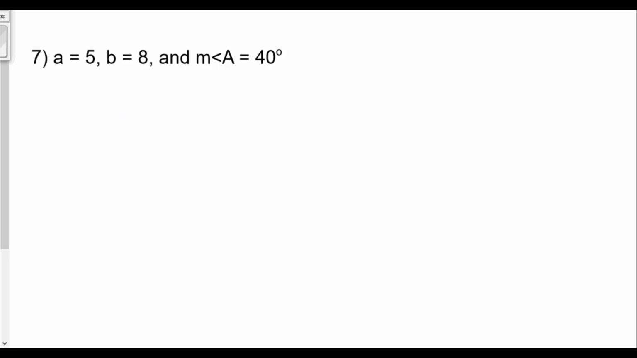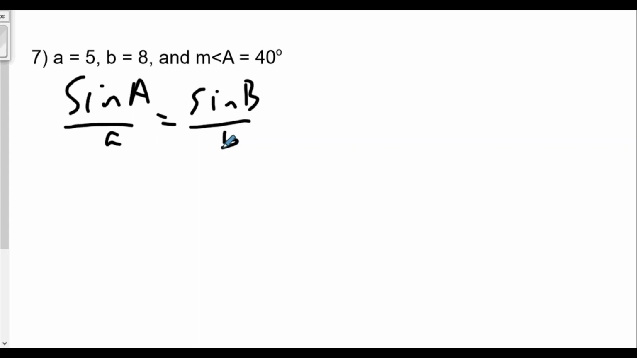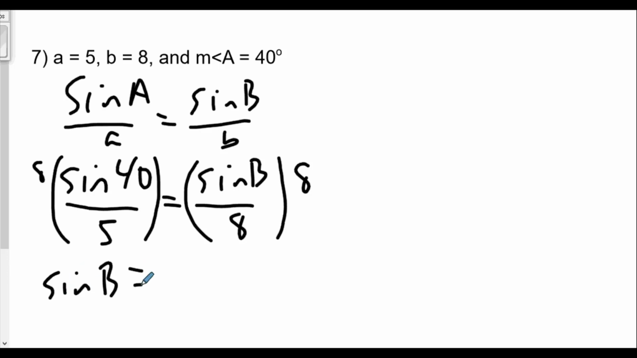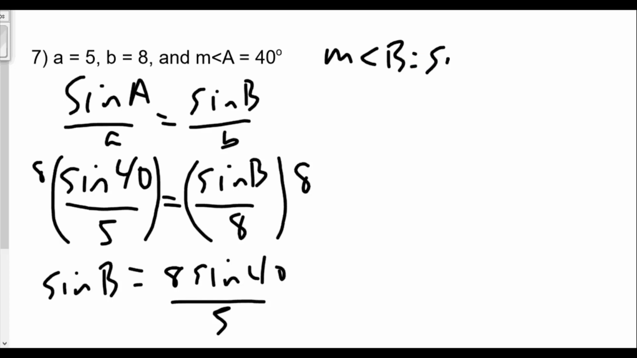So we're going to do the sine of A over a equals the sine of B over b. And so here, sine of 40 degrees over 5 equals the sine of B over 8. And again, we're going to multiply both sides by 8 to get the sine of B by itself. And so sine of B is equal to 8 sine of 40 over 5, which means the measure of angle B equals the inverse sine of 8 sine of 40 over 5.